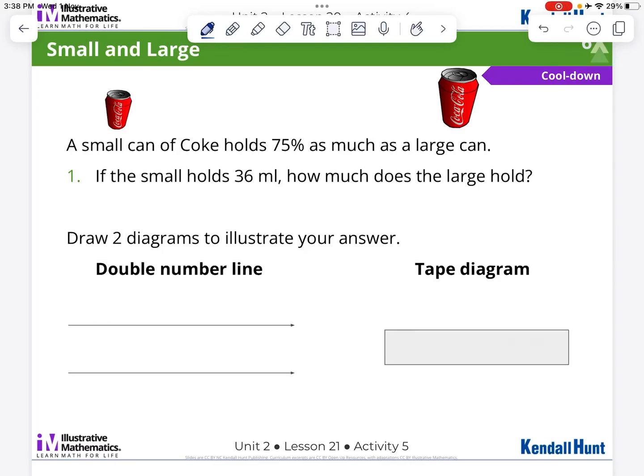Right, cool down number 2. A small can of Coke holds 75% as much as a large can. If the small can holds 36%, how much does the large can hold?